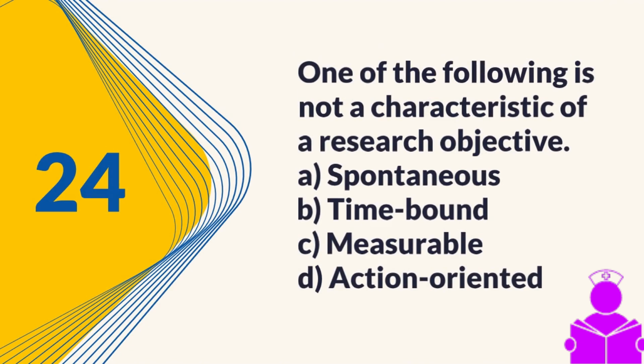24. One of the following is not a characteristic of a research objective. A. Spontaneous, B. Time-bound, C. Measurable, D. Action-oriented.